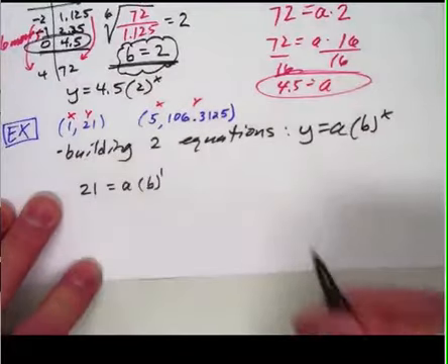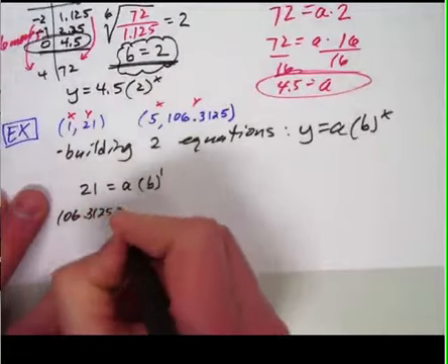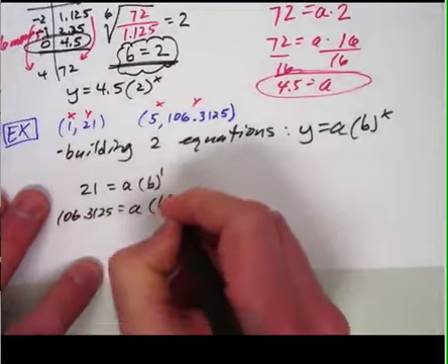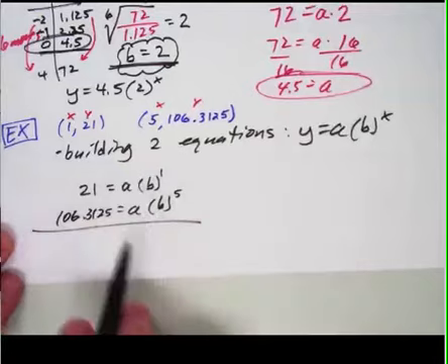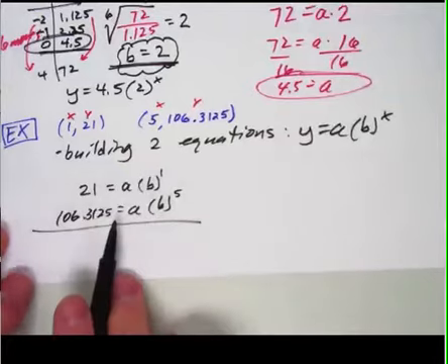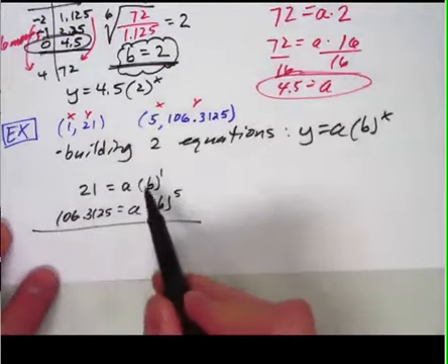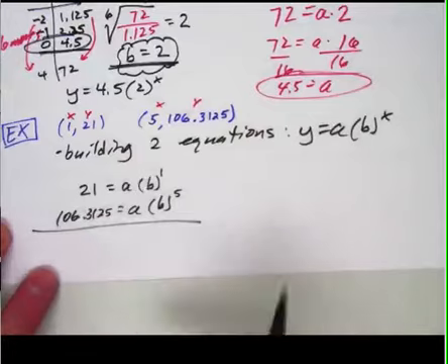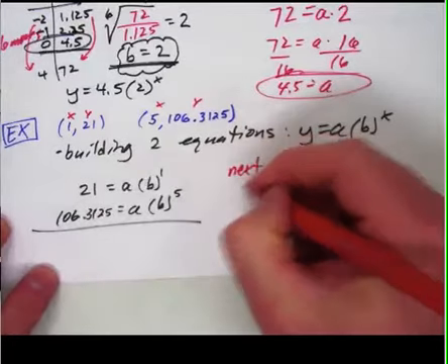That'd be b to the 1st power. Next one, 106.3125 equals a times b to the 5th power. Now I've got two equations. This is a lot like a linear system. A linear system, when we have x's and y's stacked on top of each other, we use a strategy called elimination, where we add going down. Well, here, this is all multiplication based, so what we do to get rid of this, we do division going down.